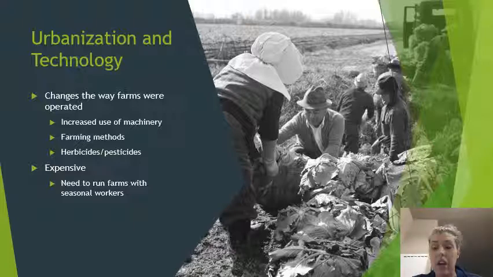Urbanization and technology also had an impact on our agriculture. It did change the way a lot of farms were operated. Because of the improvement in technology, there was an increased use of machinery. Farming methods changed quite a bit, and we also started using herbicides and pesticides.